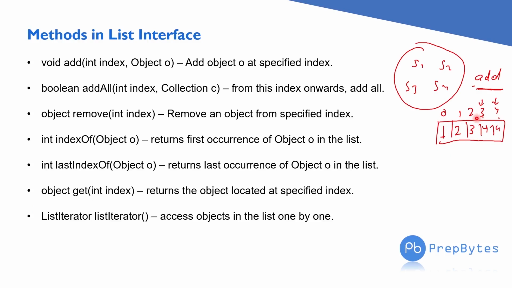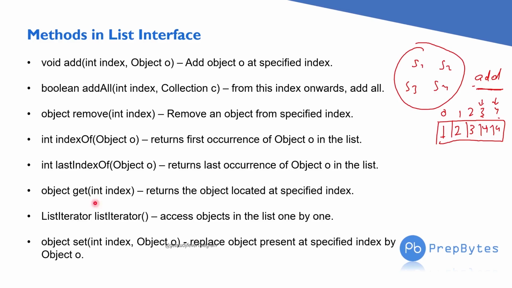Next is the iterator. If you want to access these elements one by one, to iterate through our list, then we will use the listIterator. Next is the set method. If you want to replace an element, for example, here I want 5 instead of 3, we will simply set from 3 to 5. In this case we will use the set method. It will take the index and the new element.